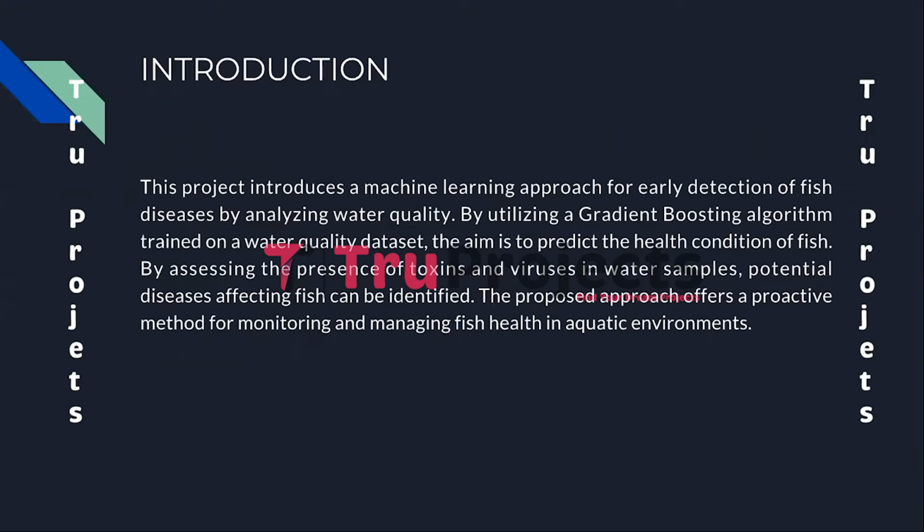This project presents a novel machine learning technique to detect fish disease at an early stage by examining the quality of water. The primary objective is to predict the health condition of fish by employing a gradient boosting algorithm trained on a dataset that includes water quality information.